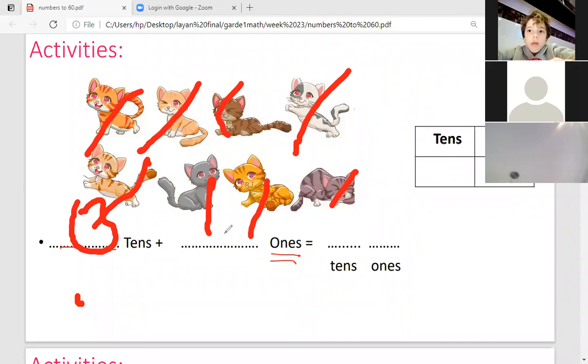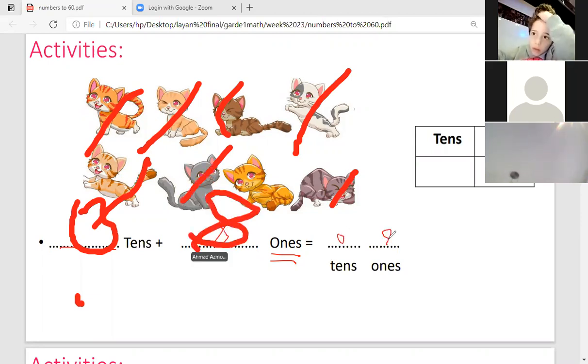Bravo. Right, eight. So here, everyone, look at this one, okay? Ahmed got eight. He doesn't have a group of ten, so he will not circle anything, okay? These are all ones. Great job, Ahmed. So the answer is zero tens and eight ones. So the answer is only eight. Great job, Ahmed. Thank you, Ahmed.